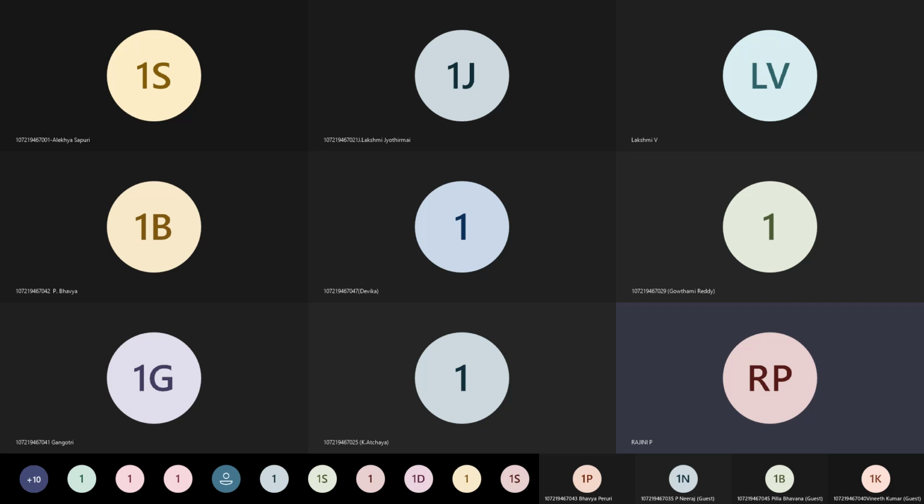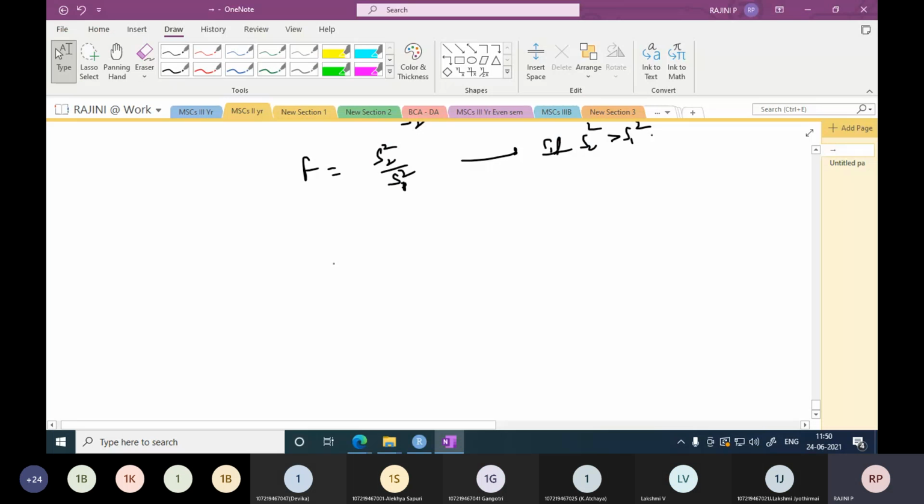Yeah, next one is what? Next one is the chi-square distribution. Okay, next one is the chi-square test. So chi-square test we use for what? We use it for the test for a single variance, the test for the independence of attributes, and the test for the goodness of fit. Very good. So we use a chi-square test for these three cases.